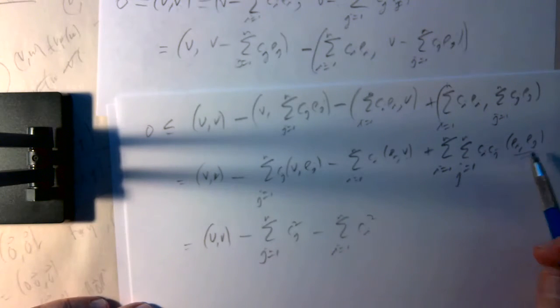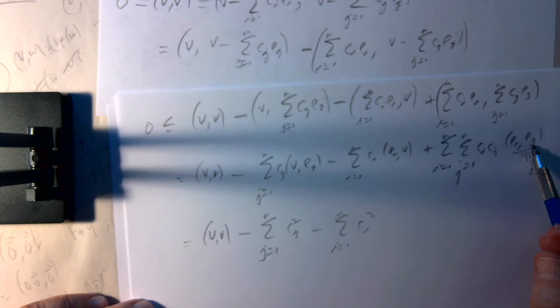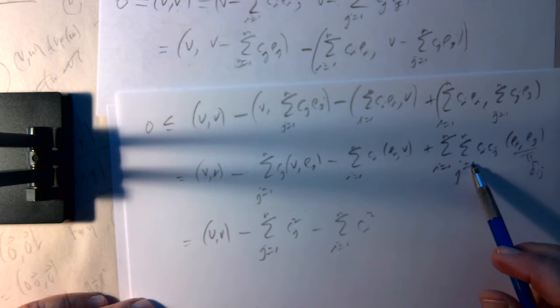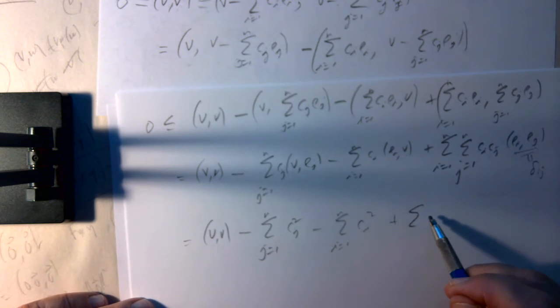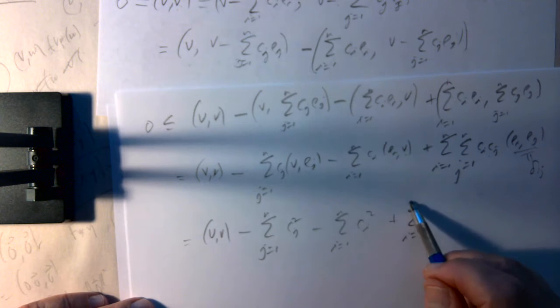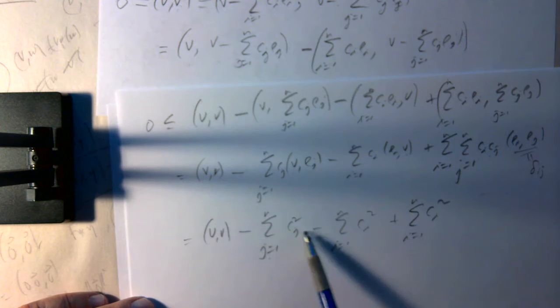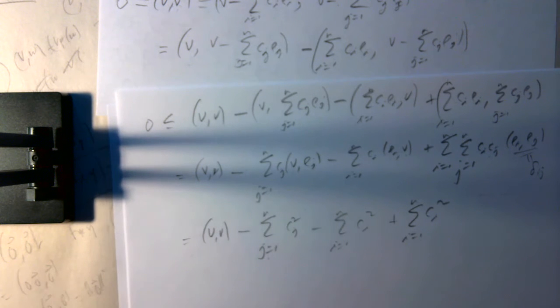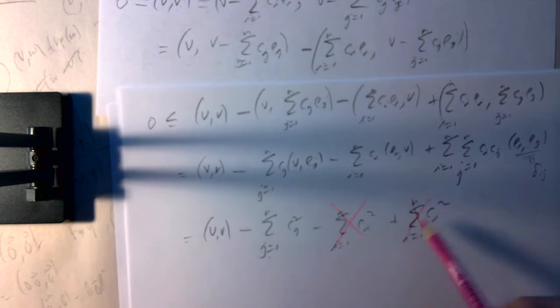Here, the inner product of Ei and Ej, that's just delta IJ. It's 1 if I equals J and 0 otherwise. So the only time we get a term here is when J is equal to I. So we get plus summation, I goes from 1 to N, C sub I squared. And these three terms, they're the same terms of minus, minus, and plus. That means these cancel.